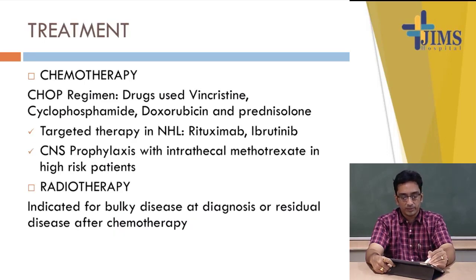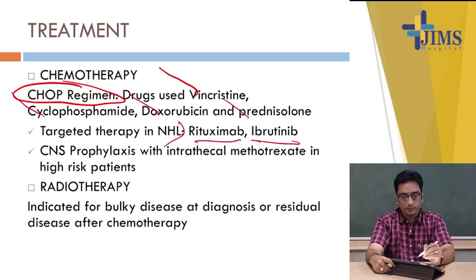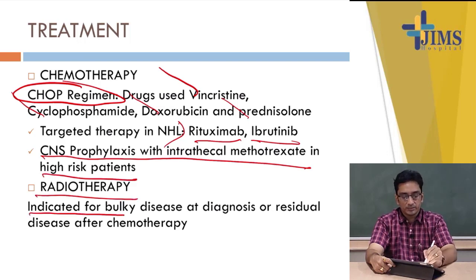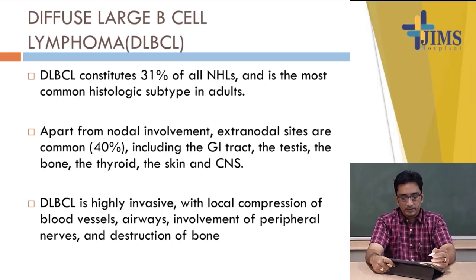Treatment: chemotherapy, CHOP regimen. Drugs used are vincristine, cyclophosphamide, doxorubicin, and prednisolone. Targeted therapy for non-Hodgkin's includes rituximab and ibrutinib. CNS prophylaxis with intrathecal methotrexate in high-risk patients. Radiotherapy is indicated for bulky disease. These are some of the special subtypes.